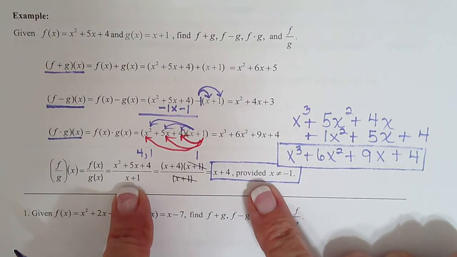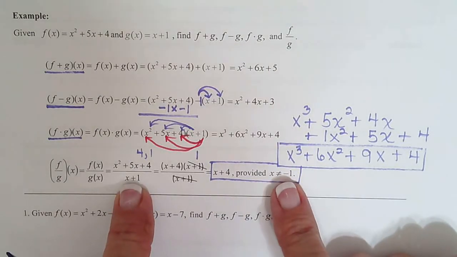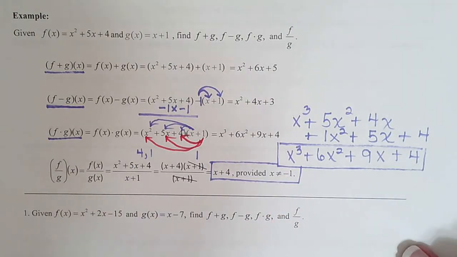Remember when we had the restriction box in chapter 6? Well, it's back. So whatever makes this 0 has to be thrown out. So the only thing that will make this denominator 0 is x being -1. So we have to say x can't be -1.